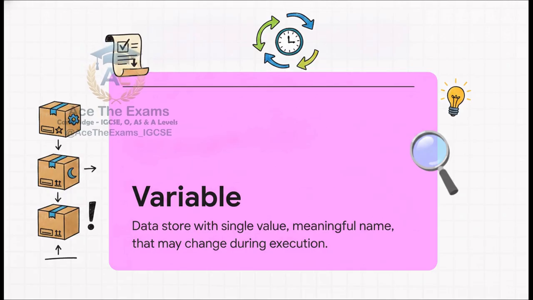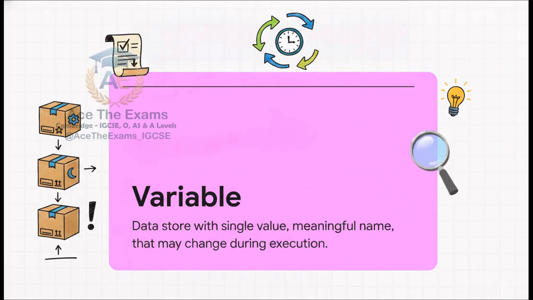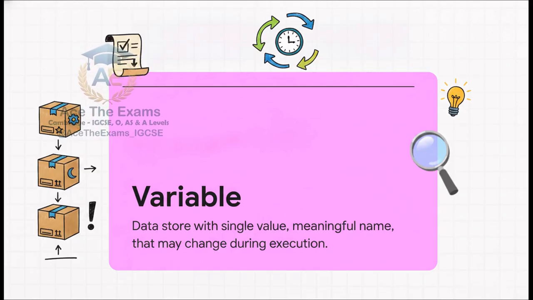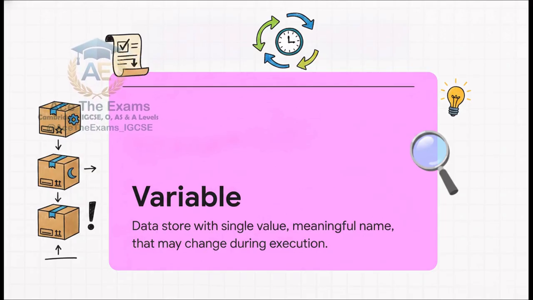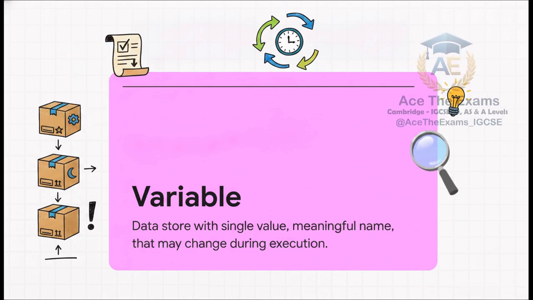But remember, the absolute golden rule across nearly all programming languages, and especially in your Cambridge pseudocode, is that you must always declare that variable before you use it. If you don't tell the computer the box exists, it's going to throw a massive error.